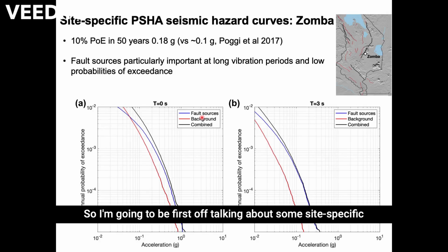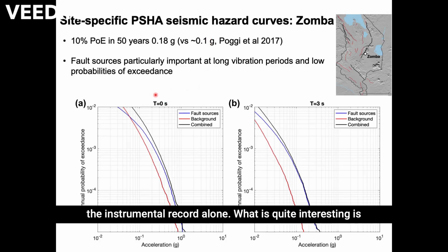So I'm going to first be talking about some site-specific PSHA, which is considering the city of Zomba, which you can see on the map here in the top right. It's situated on the edge of a rift, and this is a city with a population of around 100,000 people. So the headline value in terms of the peak ground acceleration for 10% probability of exceedance in 50 years is 0.18 g. So we're anticipating quite a higher hazard than has previously been defined for Zomba based on a PSHA that just considers the instrumental record alone.